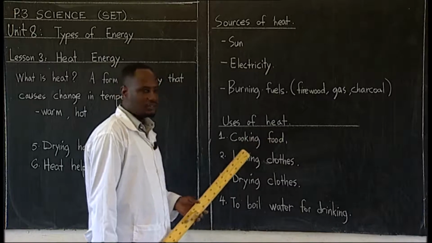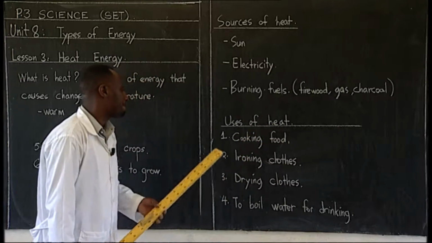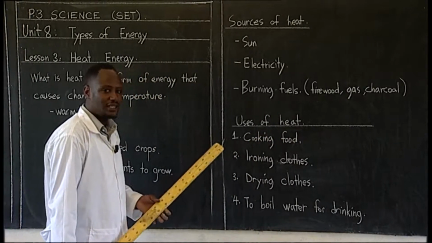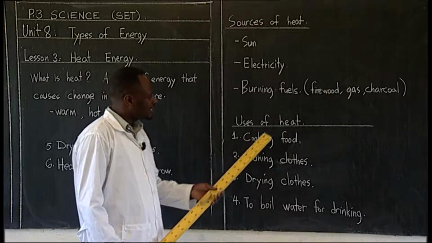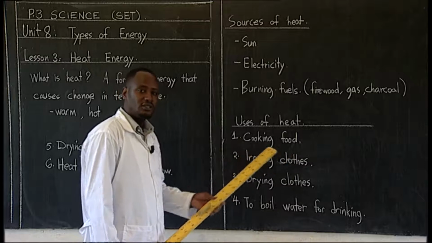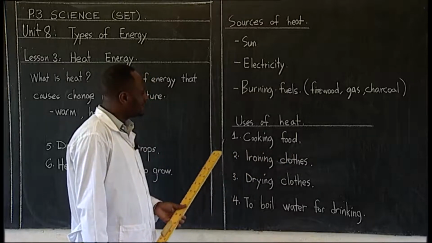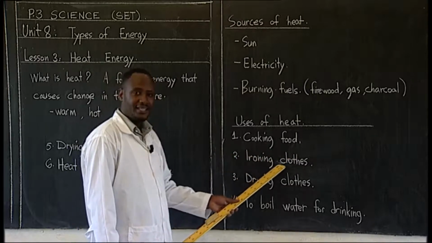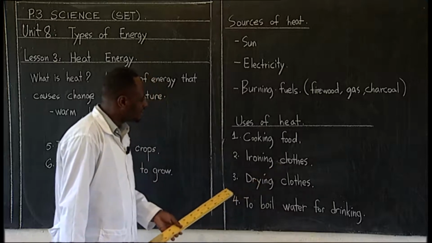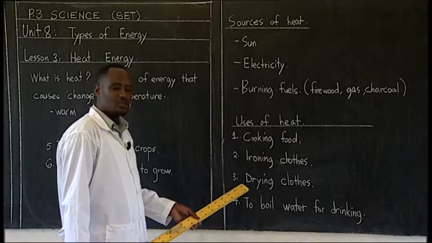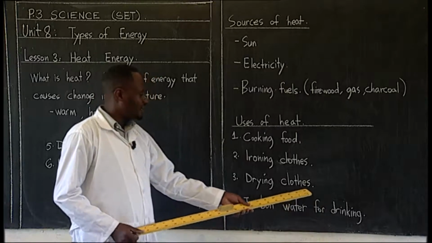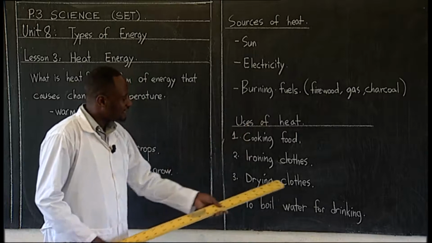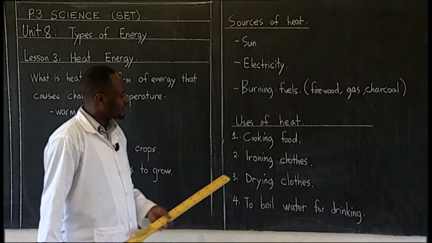So we have talked about the uses of heat. We have said, one, heat can be used in cooking food. Heat can also be used in ironing clothes. Heat can also be used in drying clothes. That is mainly from the sun. Heat from the sun can be used to dry clothes.